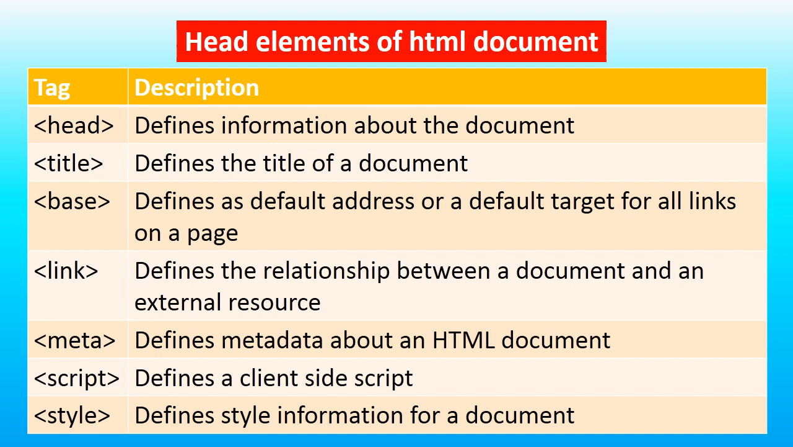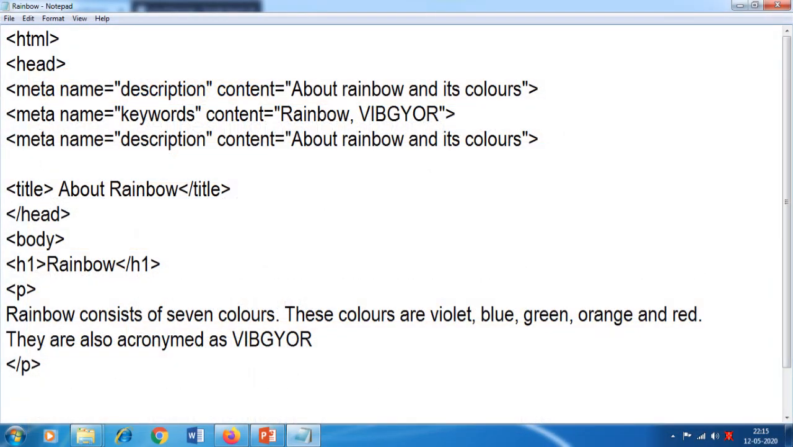Then script. It defines a client side script, that is also not there in your course. Then style. Style defines style information for a document. This is also not there in your course. Now in practicals, in the HTML document named rainbow.html, in the head section you have to write these 3 things as it is displayed here.